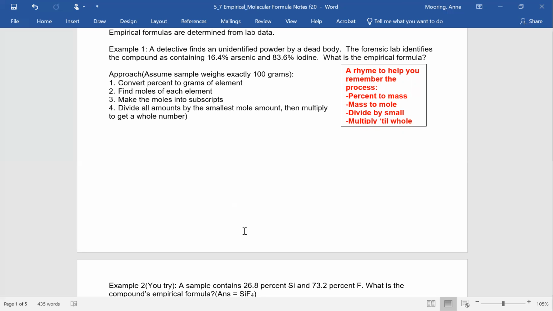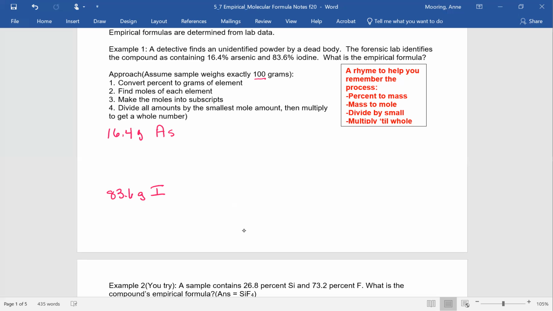Here's how we approach this. We're going to assume that the sample weighs exactly 100 grams. If it weighs exactly 100 grams, then we can just turn the percents into grams of the element. So now we can say that we have 16.4 grams of arsenic, and we have 83.6 grams of iodine.